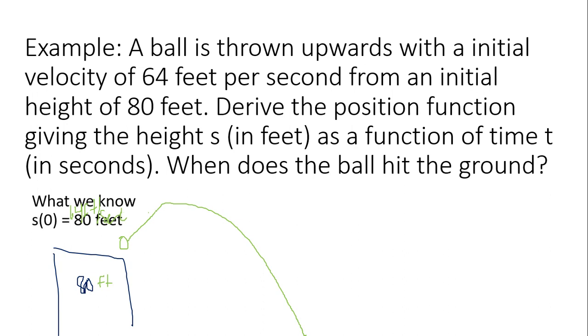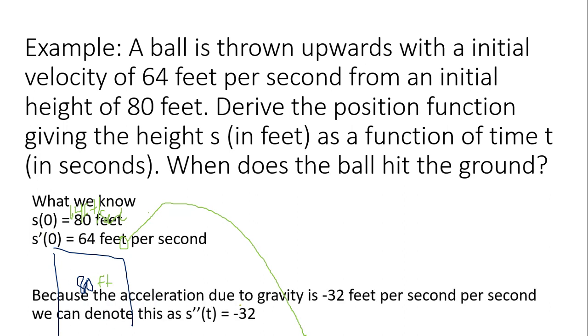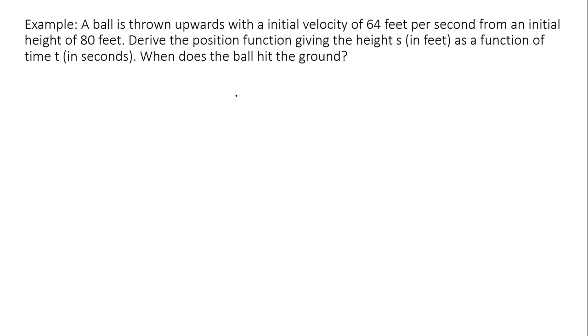Okay, we know the initial position is 80 feet. We know that S prime of 0 is 64 feet per second. So that's the velocity at the initial. Okay, and because the acceleration due to gravity is negative 32 feet per second squared, we could denote this as S double prime of t is negative 32. So what we're going to end up doing is we're going to use that second derivative in order to figure out the position.